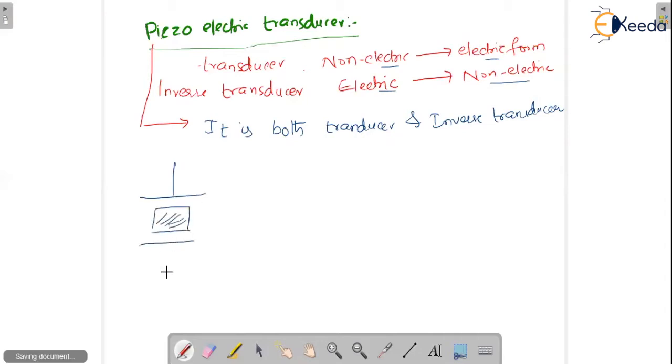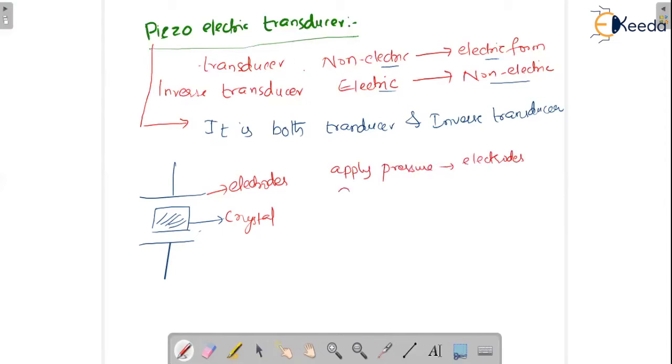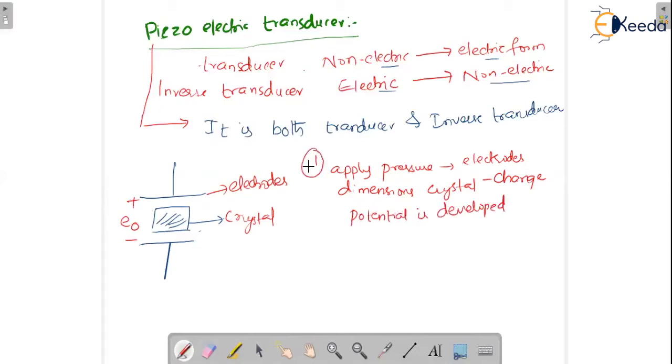Now let us take a piezoelectric crystal. This is a piezoelectric crystal, and these are electrodes. Now if you apply some pressure on the electrodes, the dimensions of the crystal will change. As a result, some EMF, some potential, is developed. This is the first case, which is acting like pressure to potential, non-electrical to electrical.